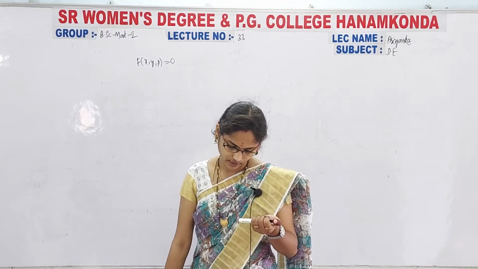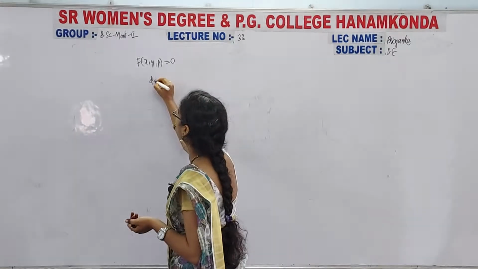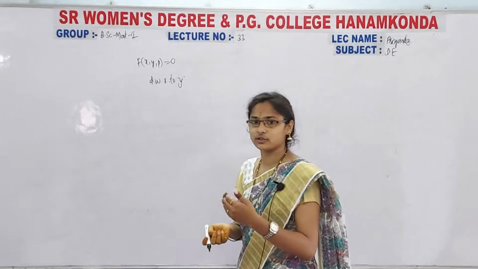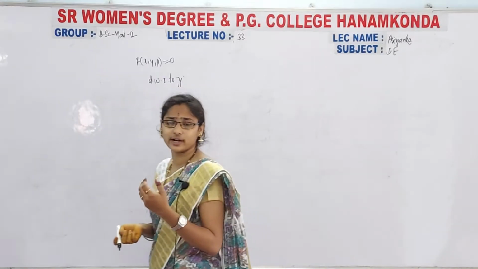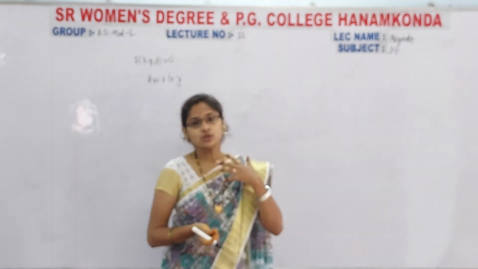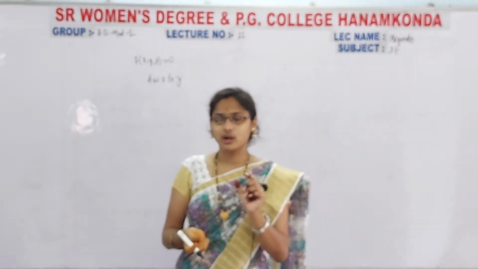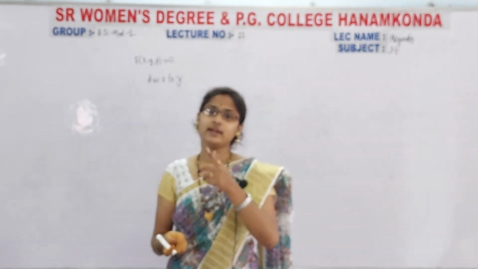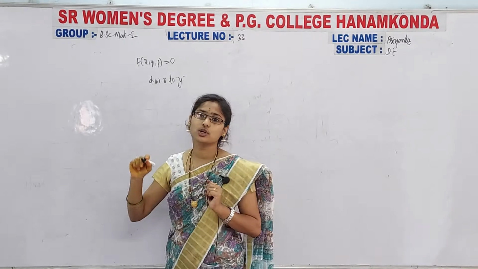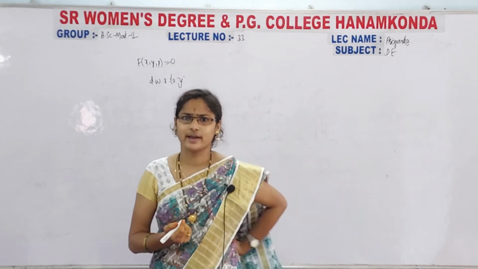Differentiate it with respect to y. If you observe clearly, for the previous topic, equation solvable for y, we differentiated with respect to x. And here we have equation solvable for x, so we have to differentiate with respect to y, in a reverse way.